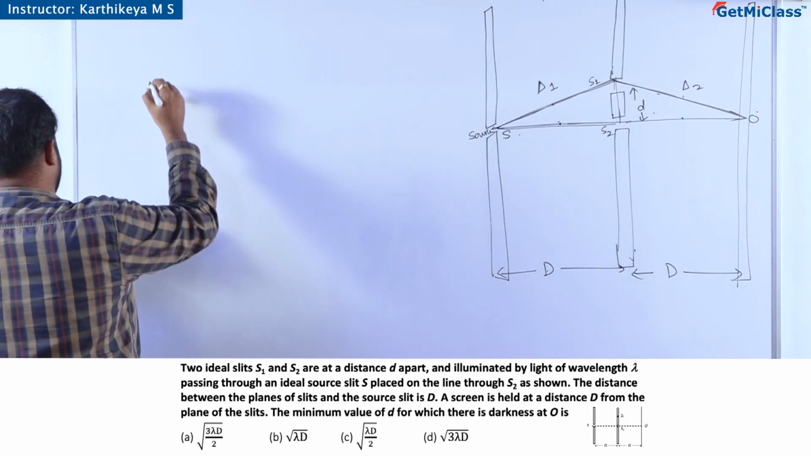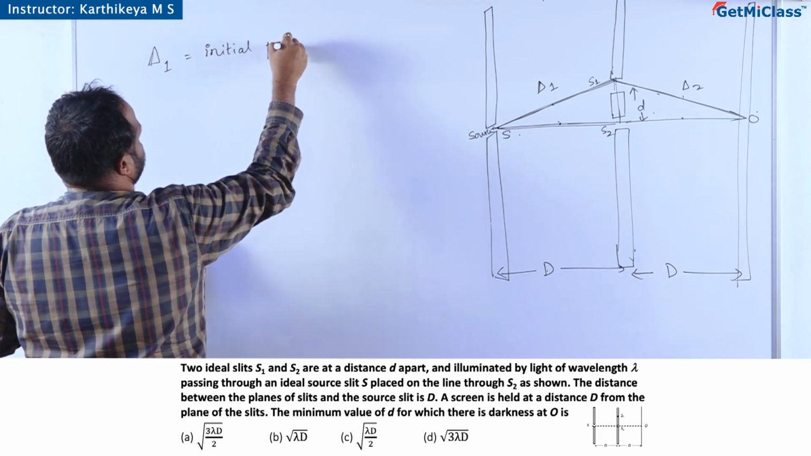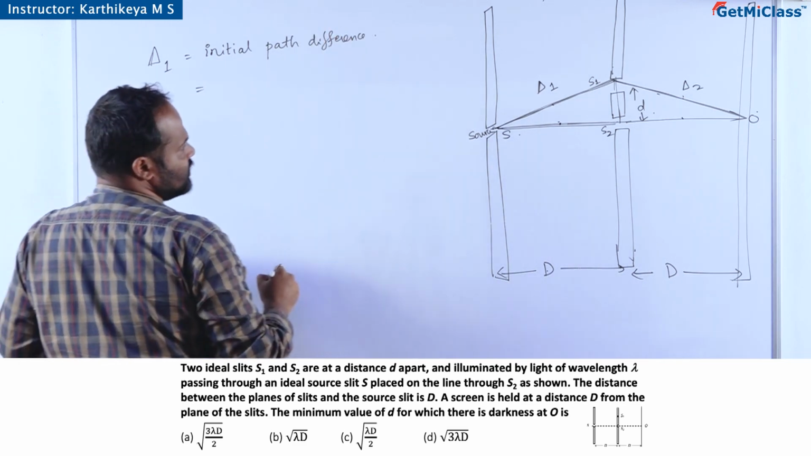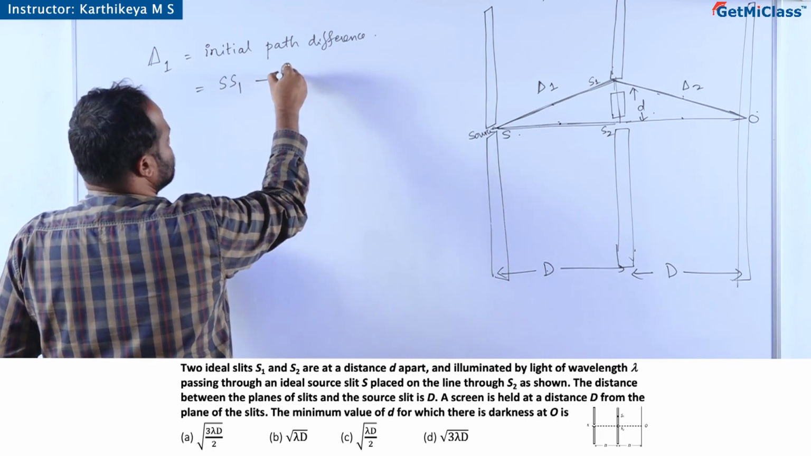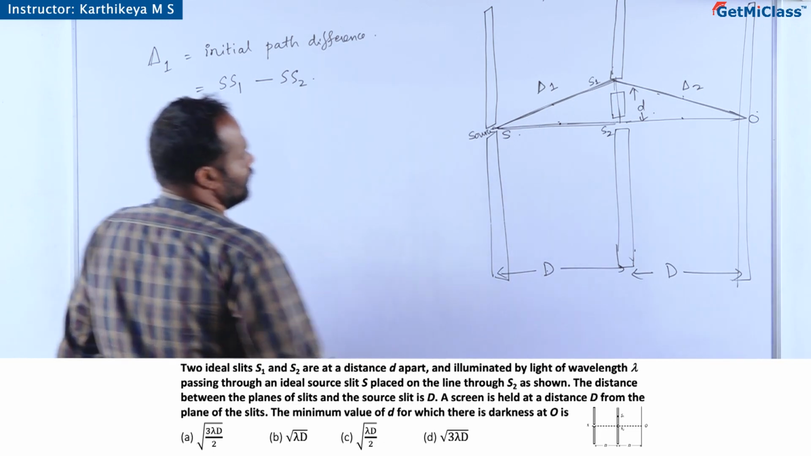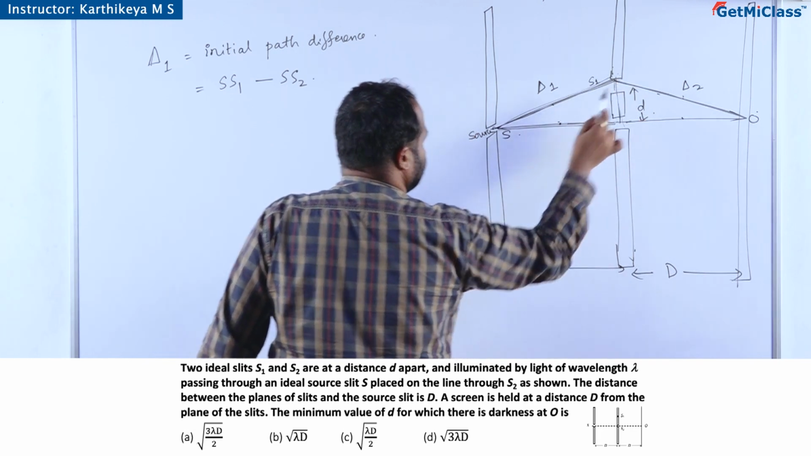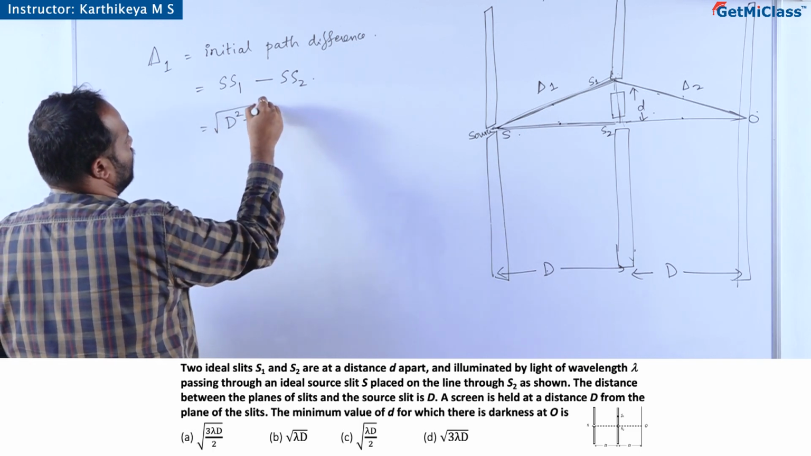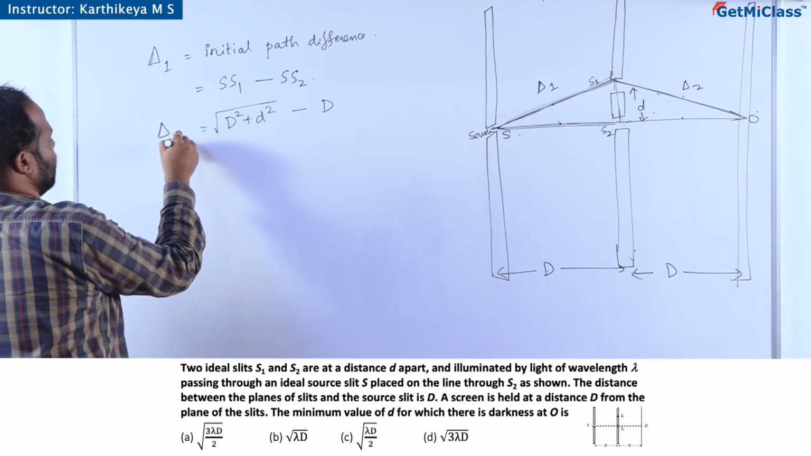So, delta 1 is the initial path difference. That is, the initial path difference is SS1 minus SS2. SS1 is D plus d, a right angle triangle I am going to get. So, root of D square plus small d square, minus SS2, which is D itself. So, this is delta 1.